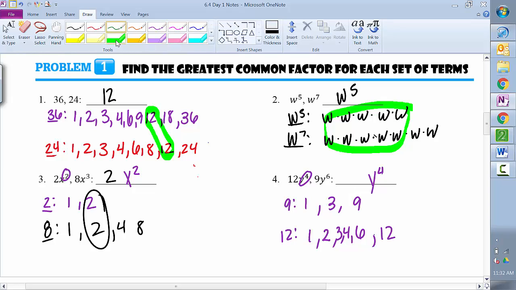Again, with a highlighter or whatever you want, you can circle. The number I'm going to pull out is 3. So my greatest common factor is 3y to the 4th. And that's just like a stepping stone into where you need to be going, which is the next page. So when you're done, please flip.